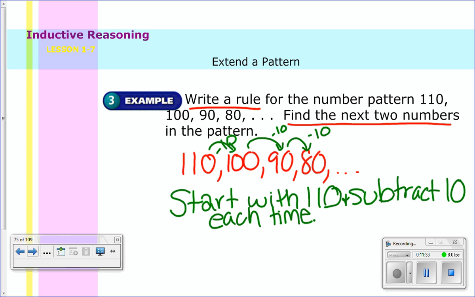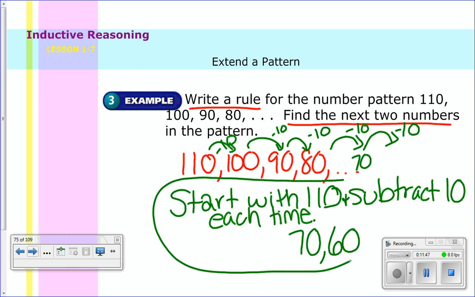Now I need to tell the next 2 numbers. So if I have 80 and I subtract 10, well, my next number is 70. And again, if I do that, take 70, subtract 10, I have 60. This would be my answer.